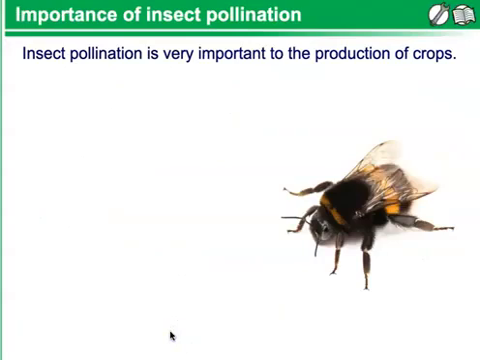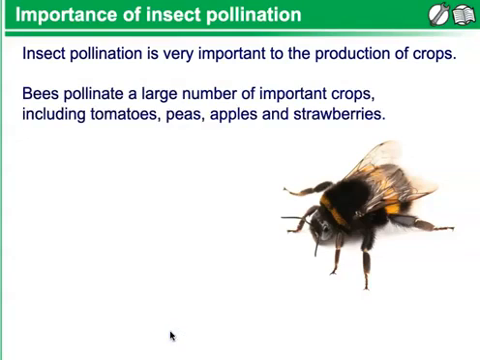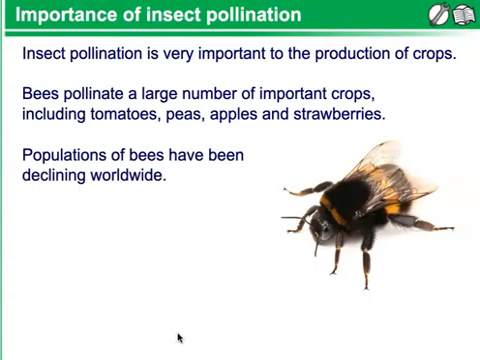The importance of insect pollination. Insect pollination is very important to the production of crops. Bees pollinate a large number of important crops, including tomatoes, peas, apples, and strawberries. Pollination is imperative to farmers.